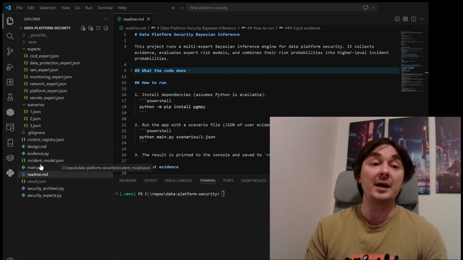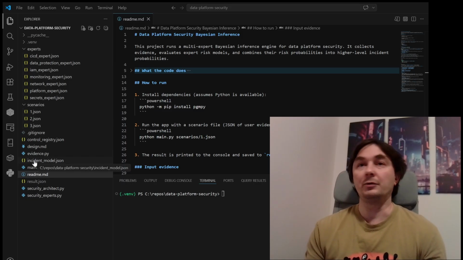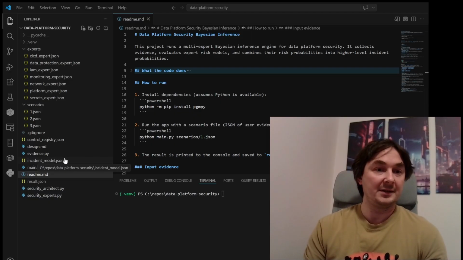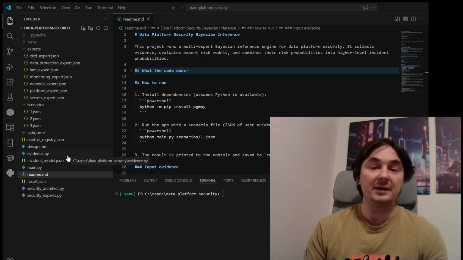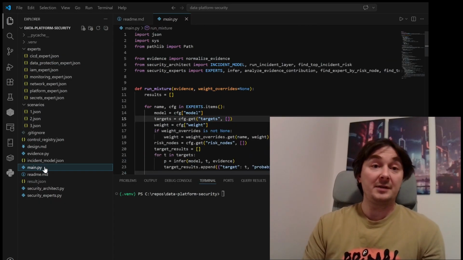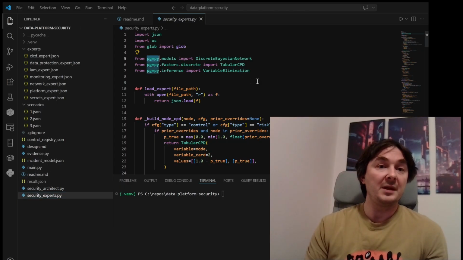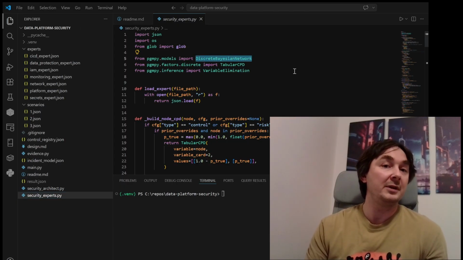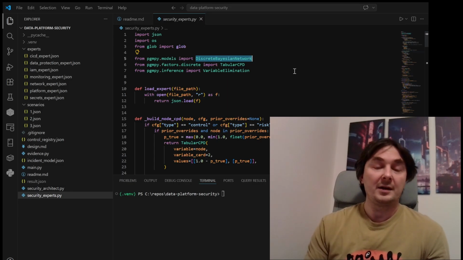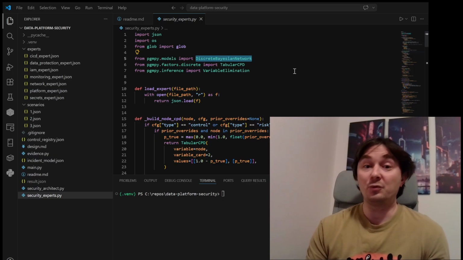Another interesting file that we have is the incident model over here. That is what I call the security architect. The naming is a little bit off here, but it is work in progress and just a proof of concept. Now, for the main code, what we have is a Python application, and the thing that is used everywhere is pgmpy, and more specifically the DiscreteBayesianNetwork. That is bread and butter, and I'm very happy that this package exists and we can reuse it, and that's pretty much what I did.